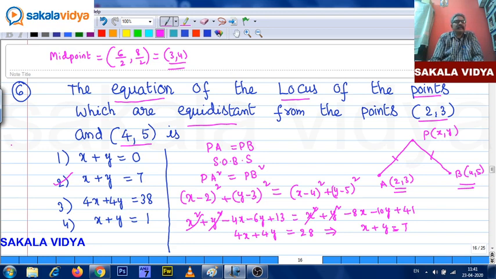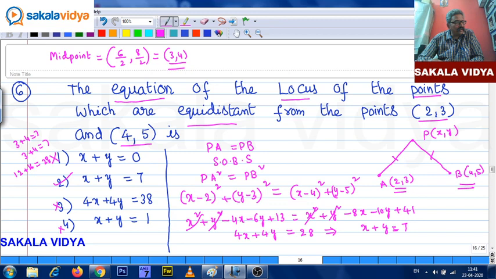See x plus y, first option: 3 plus 4 is equal to 7, so the first option is eliminated. Second option: 3 plus 4 is equal to 7, yes, second option. Third option is 12 plus 16, that is actually 28, so it has been deleted. Fourth option won't be. So the second option is the right option.